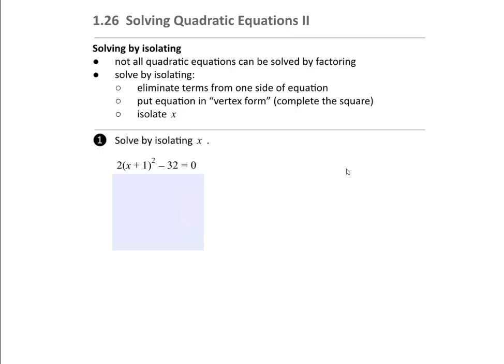In our first example here, we need to solve by isolating x. So the first thing we do is our step from up here. First we're going to move the 32 over. So we'll end up with 2 bracket x plus 1 squared equals positive 32. Next line, we're going to get rid of the 2, and we do that by dividing both sides by 2. Because if you divide this by 2, this cancels out here. So when you divide this by 2, you'll get 16. So we'll have x plus 1 squared equals 16.